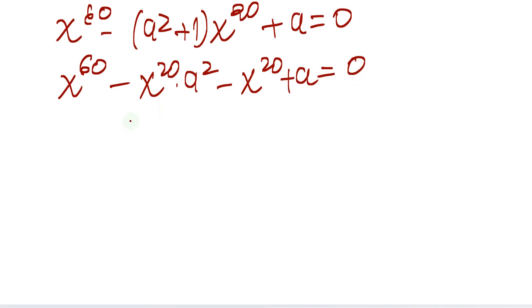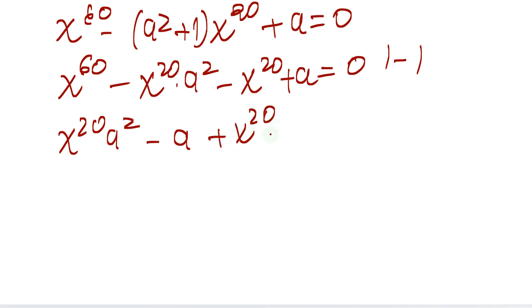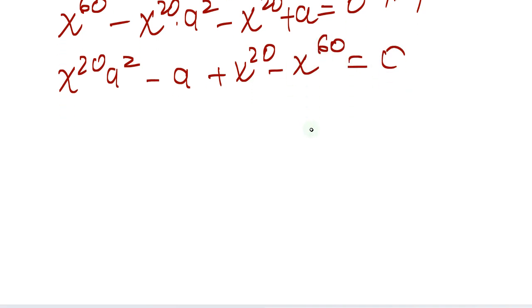So from here I'm gonna multiply this by -1. So I'm gonna have x to the 20 a squared, and then minus a, and then plus x to the 20 minus x to the 60, and this is equal to 0. Now I'm just gonna solve this equation in terms of a, and this is going to be a second degree equation.